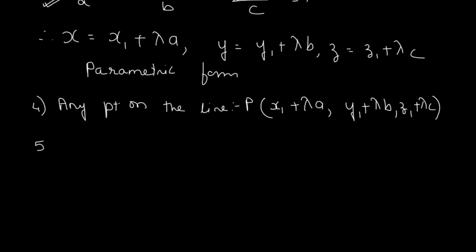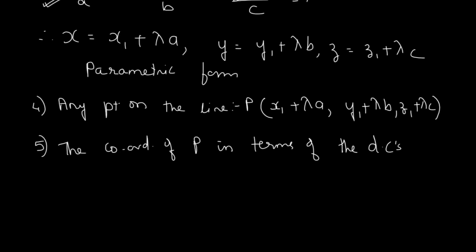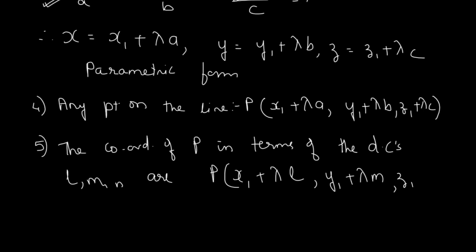Now, one more interesting thing which we come across is that, suppose instead of using the direction ratios a, b, c, we use the direction cosines of the line, say L, M and N. Then the coordinates of the variable point P in terms of the direction cosines L, M, N are given as x1 plus lambda L, y1 plus lambda M, and z1 plus lambda N. And also we know that A is a point on the line, given as x1, y1, z1.